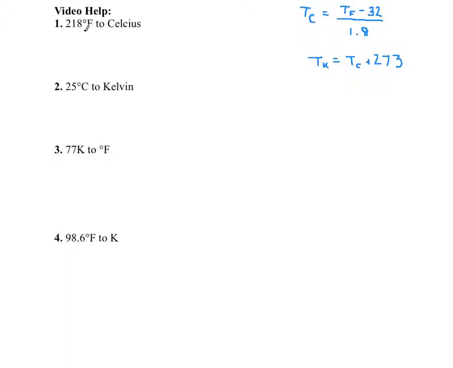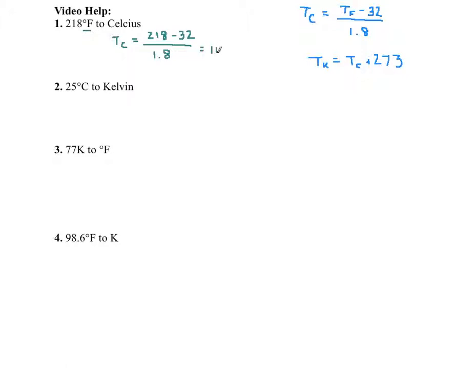I give you degrees Fahrenheit, so you're just going to plug it into this equation. So it's going to be TC, because that's what I'm trying to solve for, equals 218 minus 32 divided by 1.8. Now, remember, when I'm solving for this, I'm going to do 218 minus 32, divide that by 1.8, and what I get is 103.33333.